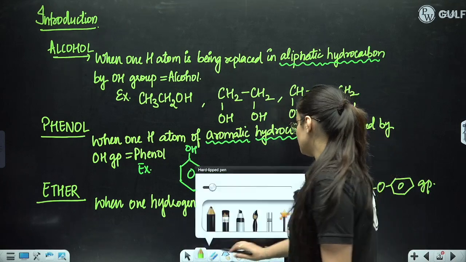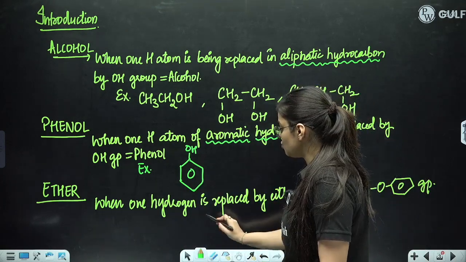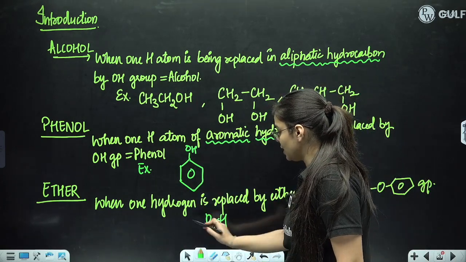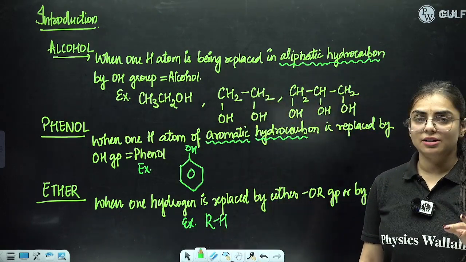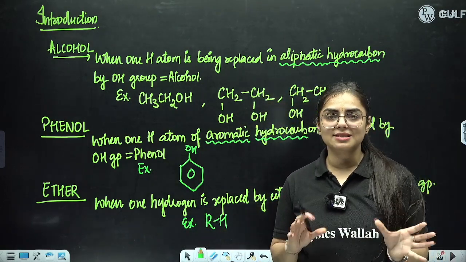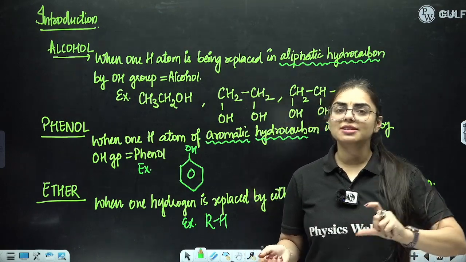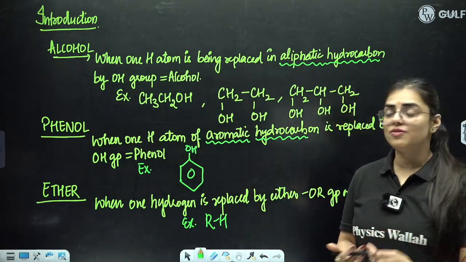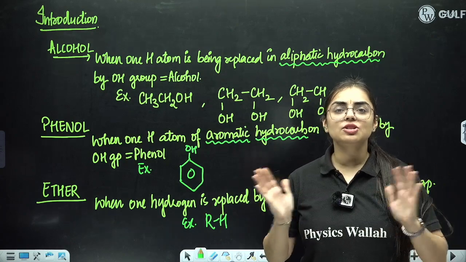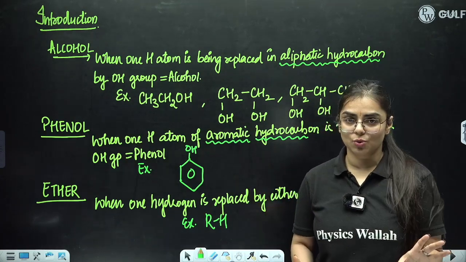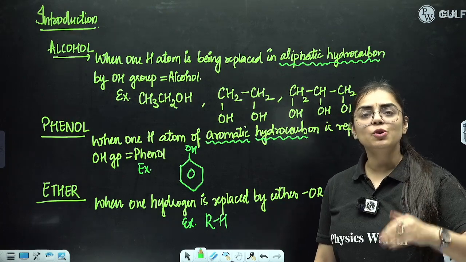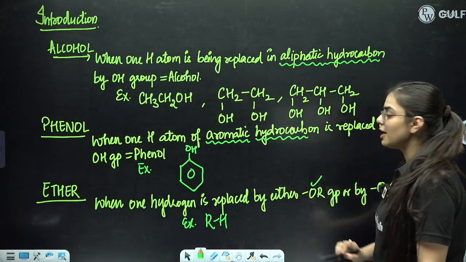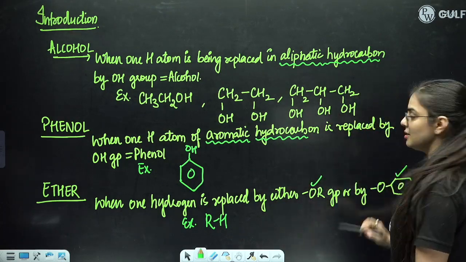How come, students? For example, in general, if you have RH, this is a hydrocarbon, no? Now you are replacing this hydrogen from this hydrocarbon. Let's take CH4. You can write CH4 as CH3H. In the same way, I have written it as RH. RH is a general representation of any hydrocarbon. Now what I am doing is removing this hydrogen and I am going to add either an OR group or this group over here.